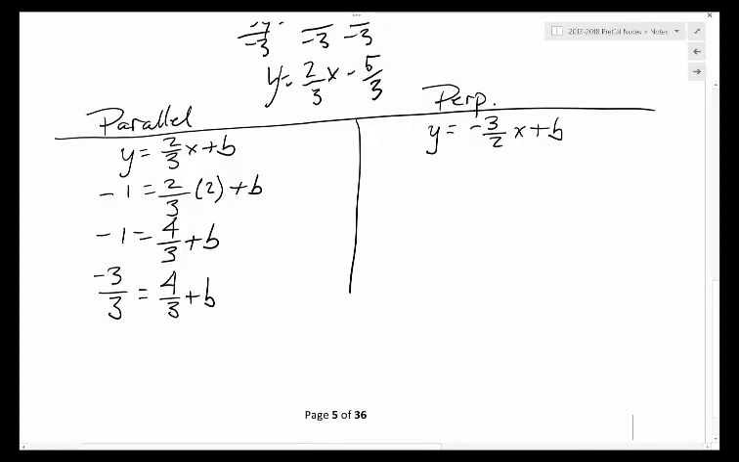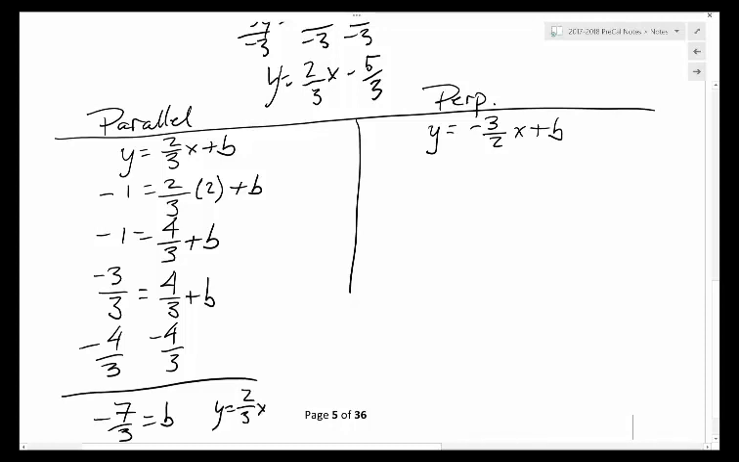I need to solve for b to isolate it. Subtract 4/3 from both sides, and I get -7/3 equals b. So my equation is y equals 2/3 x minus 7/3. So the y-intercept of the equation that is parallel to the original line and passes through that point is -7/3.